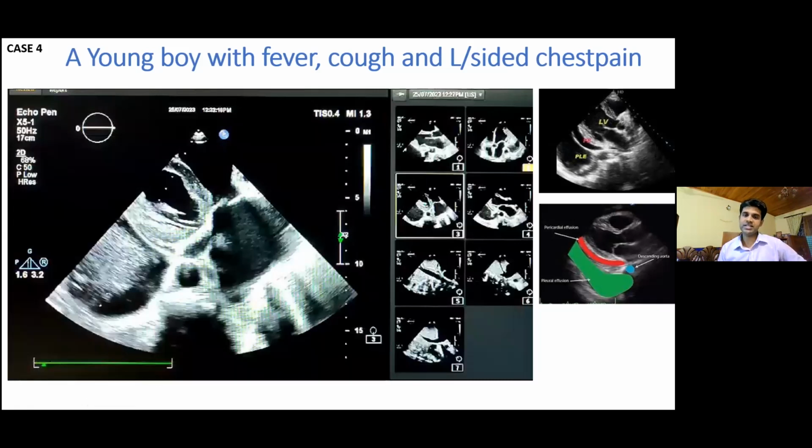All right. So moving on to the fourth case. I'm illustrating these cases just to depict how important bedside imaging is when it comes to quick decision making. So this is a young boy coming with fever, cough, and a left-sided pleuritic chest pain. So by the history itself, I think you would have probably narrowed down the diagnosis.